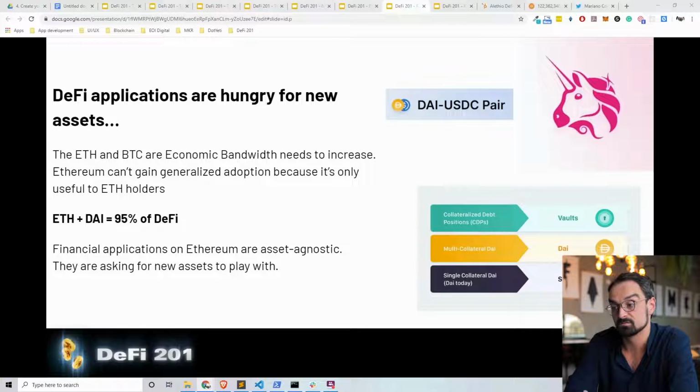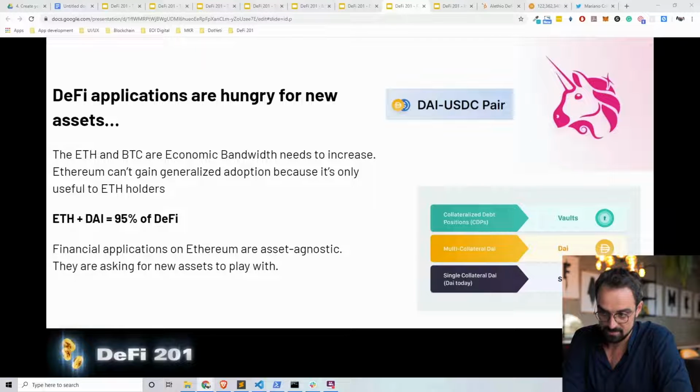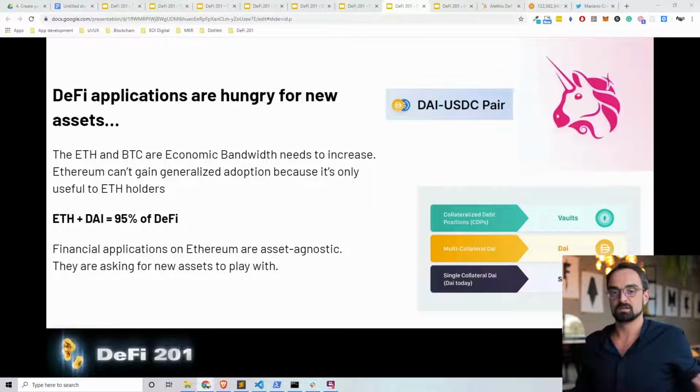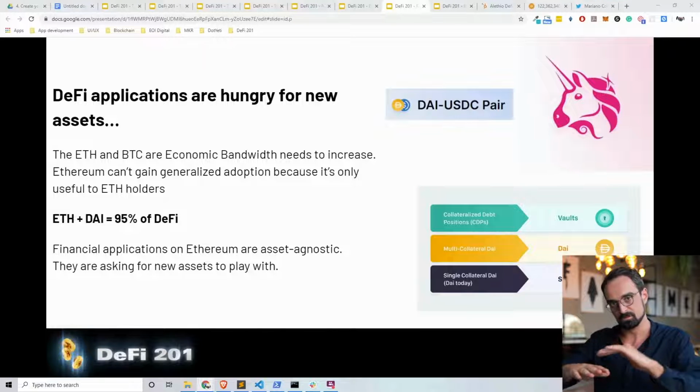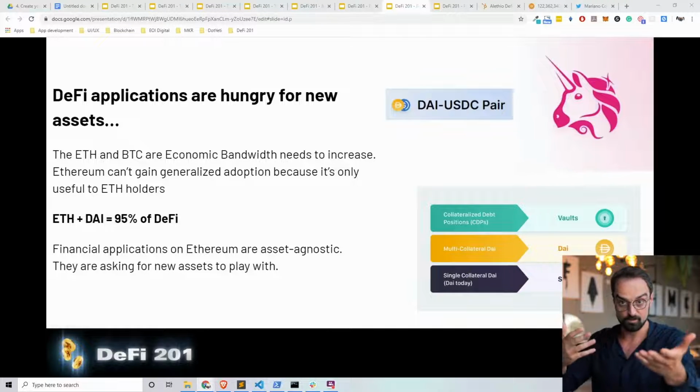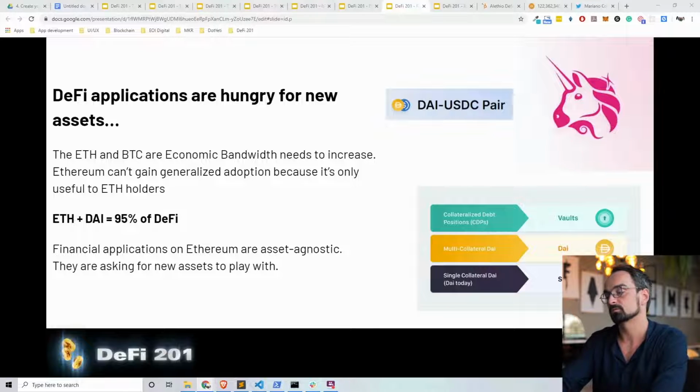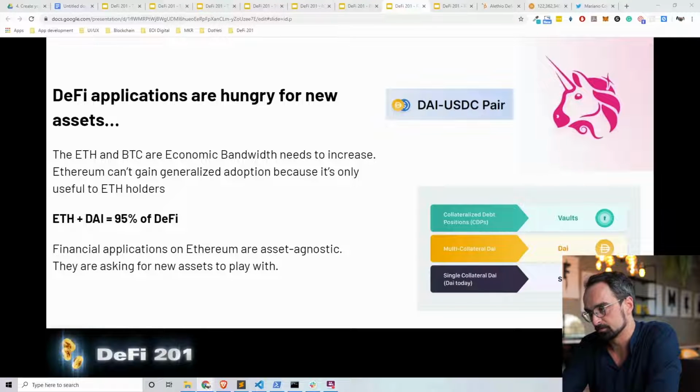Financial applications on Ethereum are asset agnostic. They are asking for new assets to play with. This also gives us the opportunity to facilitate that, to help other companies understand these topics and maybe connect their value flows into DeFi and gain money out of it, and also make the ecosystem overall stronger.